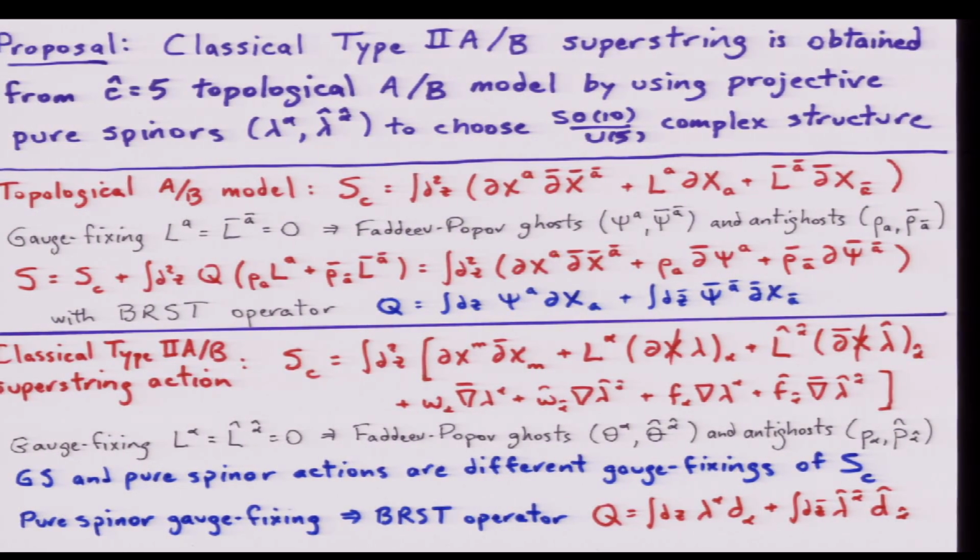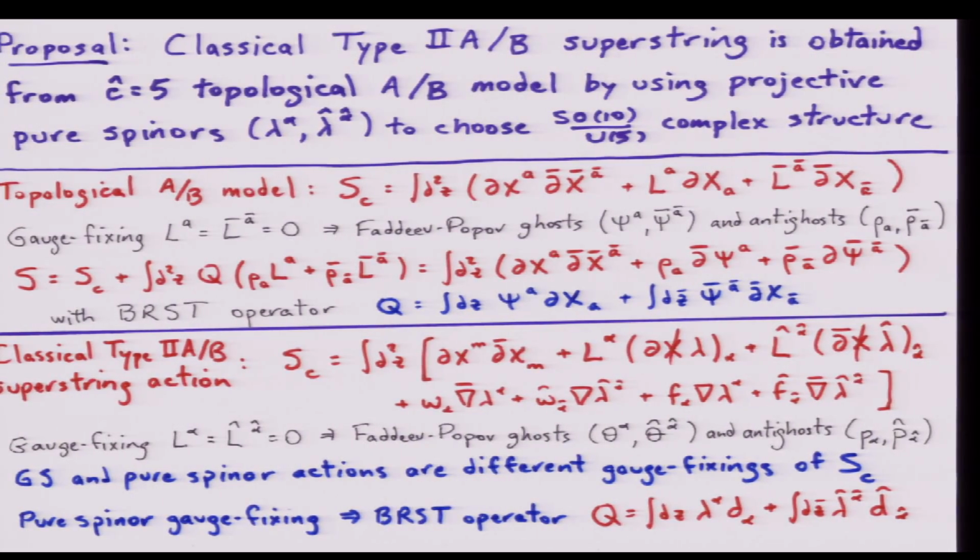And as I already mentioned, gauge fixing the L is going to give you the Faddeev-Popov ghosts. And it will turn out that both the Green-Schwarz and the pure spinor actions you can obtain just by different choices of the gauge fixing. So different choices of this chi, of this gauge fixing fermion, will give you the Green-Schwarz or the pure spinors. And in the case of the pure spinor gauge fixing, this BRST operator is precisely what you want.